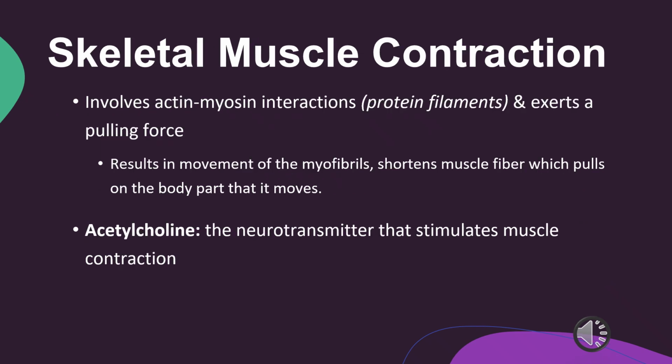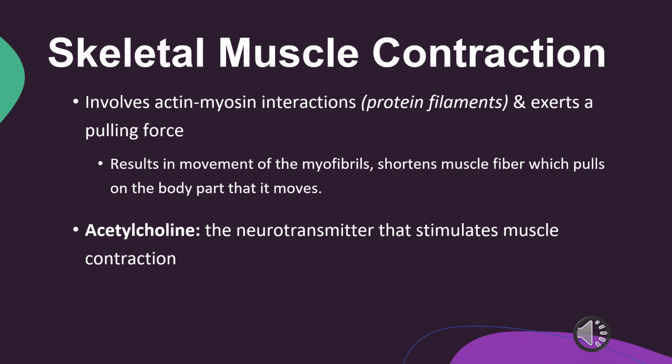Let's see what actually causes a muscle to contract. Inside each muscle fiber, we have myofibrils, which are loaded with actin and myosin, the two kinds of protein filaments. And these filaments interact like gears in a machine. When a muscle contracts, myosin pulls on actin. It causes a sliding action, which shortens the entire myofibril, which in turn shortens the muscle fiber, and then that pulls on the tendon attached to the bone, and that creates movement.